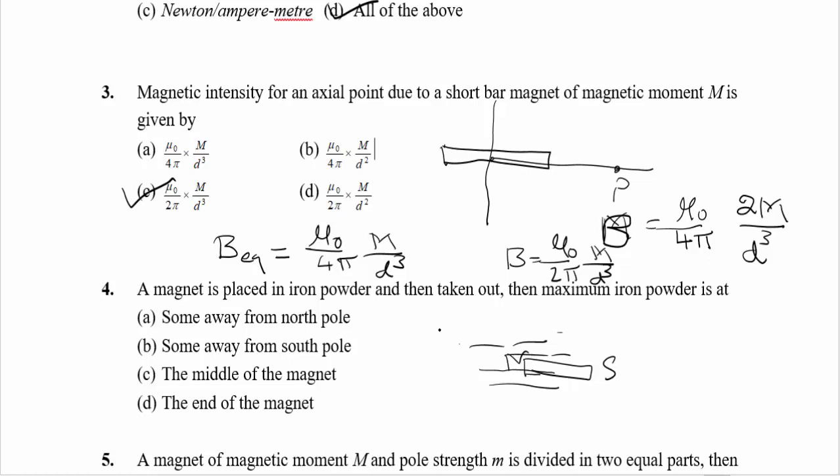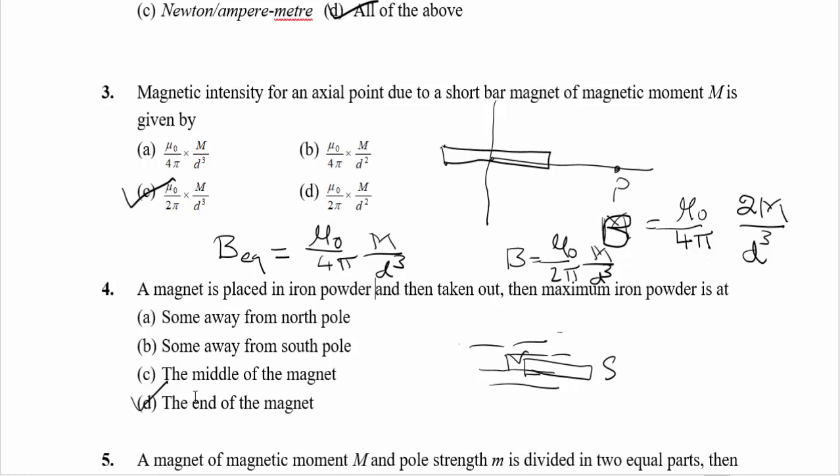And we know that the magnet has the strongest magnetic property at the ends. So the iron powder will be attracted at the ends of the magnet. Why is it at the ends of the magnet? Because the magnetic strength is strong at the ends of a magnet. So the correct option is D.